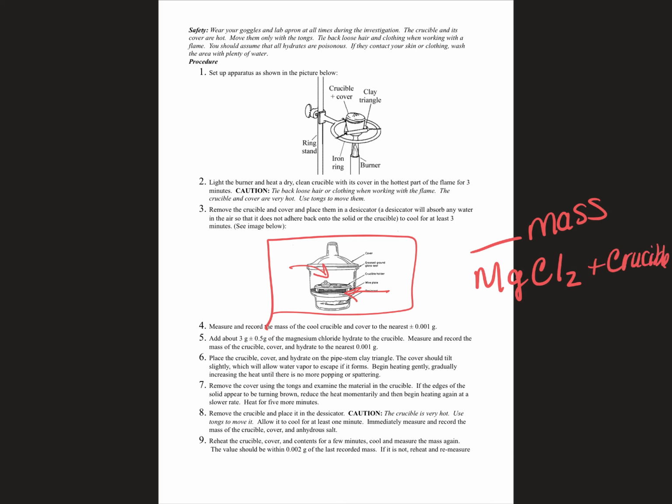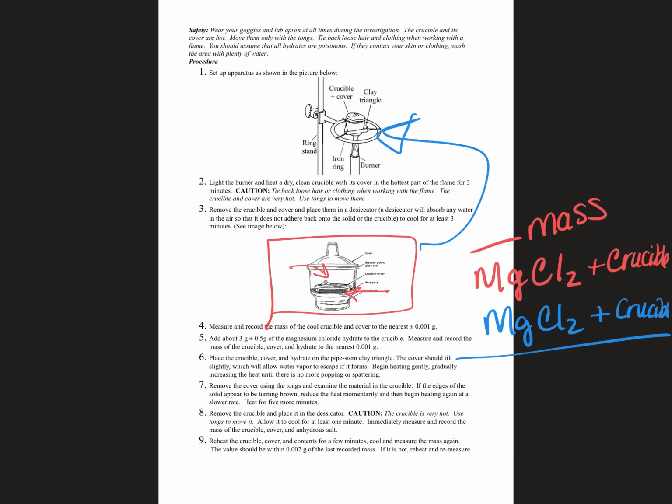But we're not sure if we got rid of the water. So we're going to take that sample, and once we measure its mass, we're going to put it back on the Bunsen burner, heat it for another few minutes, and then measure the mass again. So that should give us the magnesium chloride plus the crucible. And if we notice that there's no difference in mass based on sig figs, then we know that we've gotten rid of all of the water and we have dehydrated the hydrate.